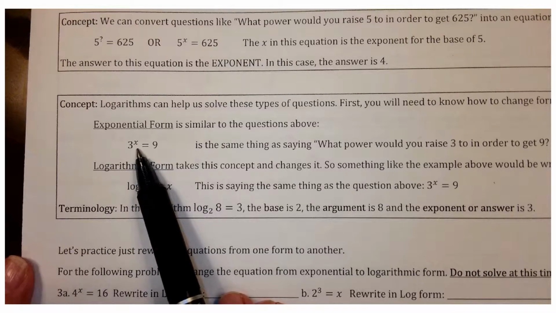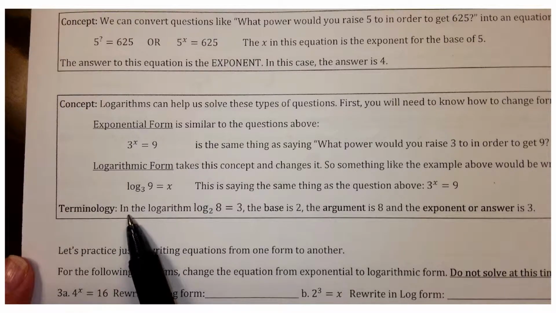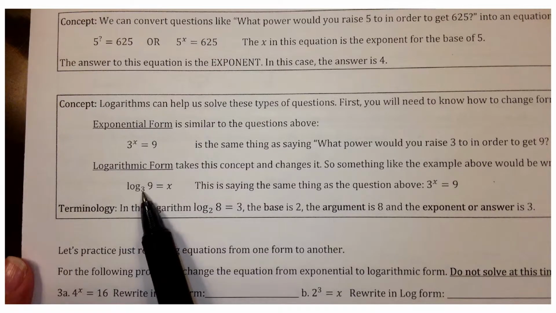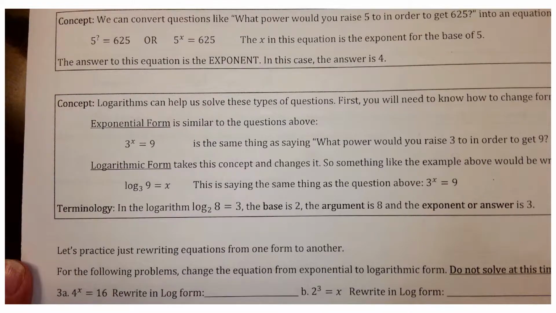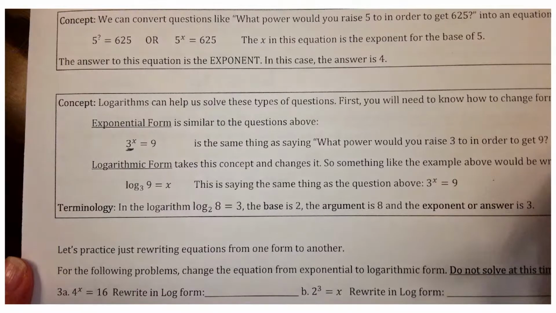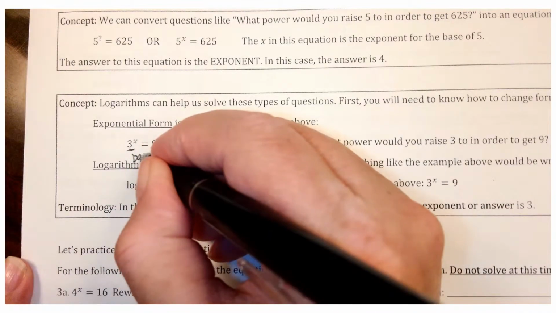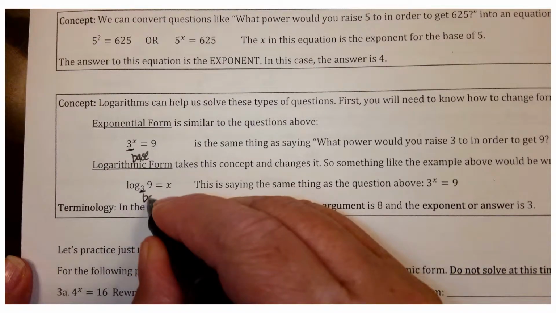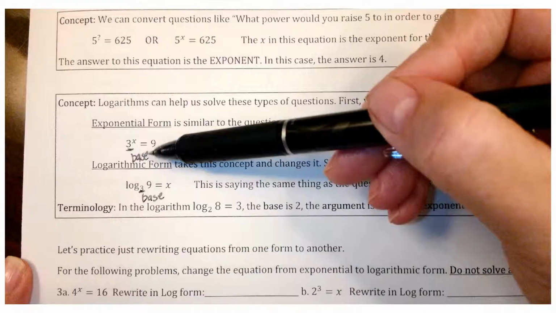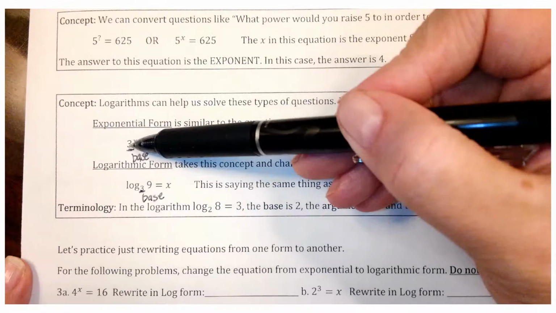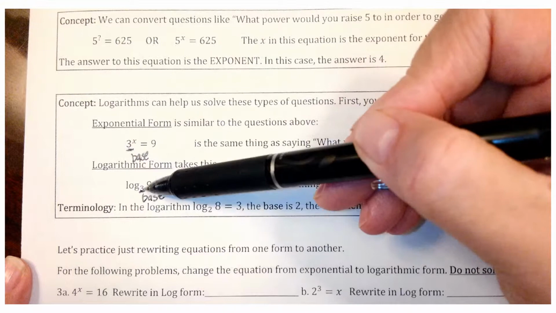Now, we can actually take the logarithm. Log is a shortcut for logarithm. An important thing to note here is that this 3 in the exponential form is considered a base, and that this 3 in the logarithmic form is also considered a base. So when you're converting from an exponential to a logarithmic form, you want to make sure that this base is the same as this base.